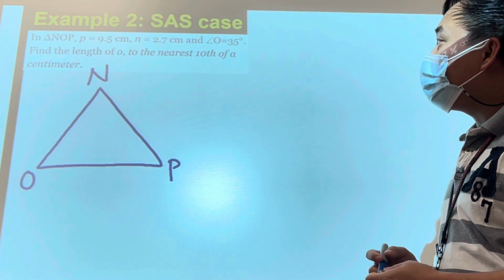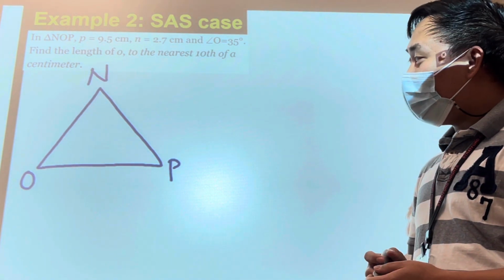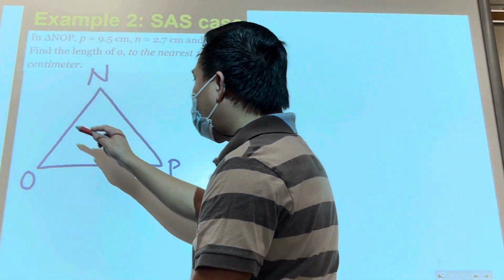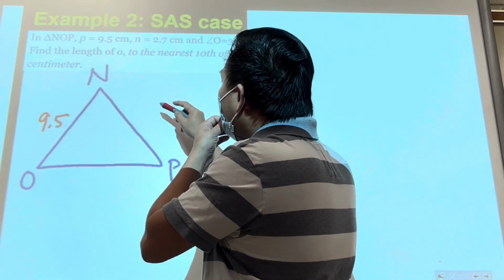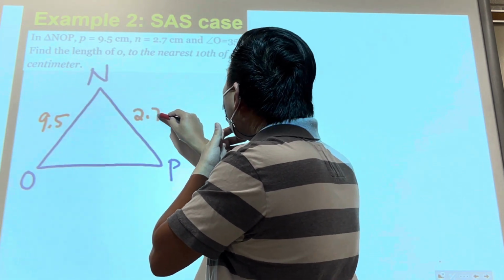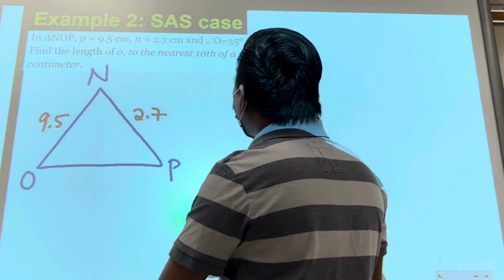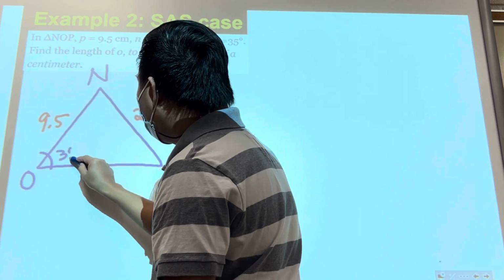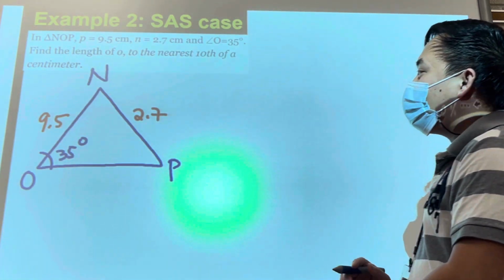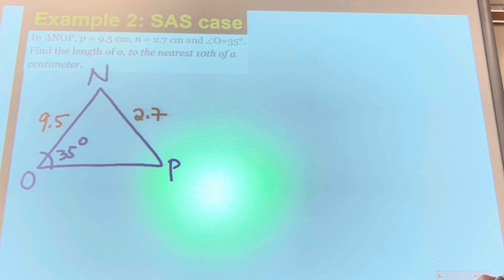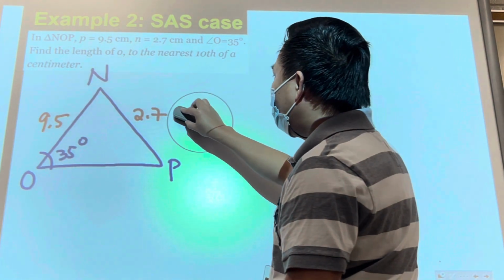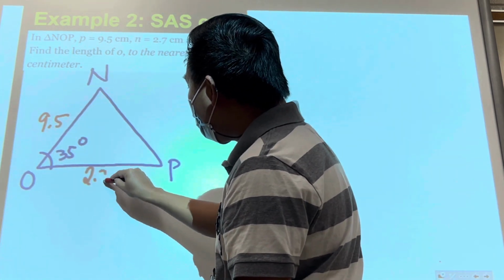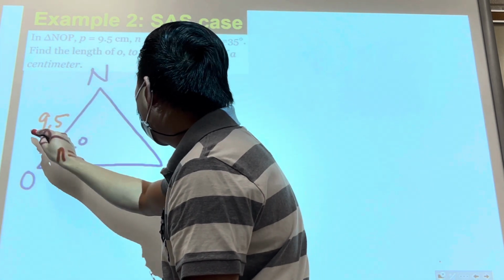So we have the triangle NOP. It's an O, not a zero. Side P is 9.5. N is 2.7. And then angle O is 35 degrees. Angle O is 35 degrees. Nice. Now a side angle. 2.7 should be here because it's N, and this is P.